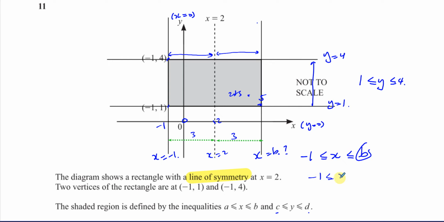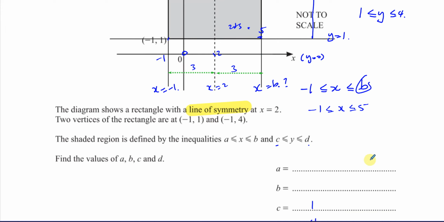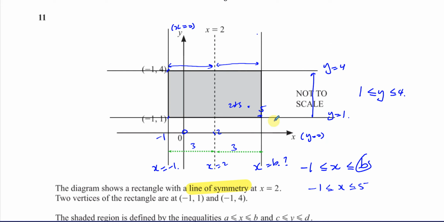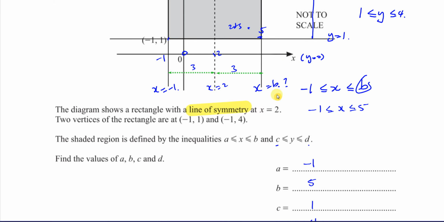So our inequality becomes -1 is less than x, which is less than 5. You can see between 2 and 5 is 3 units. Between -1 and 2 is also 3 units. So that point B must be 5. So A is -1 and B is 5. We used our understanding of inequalities, straight line graphs, and also symmetry, all combined in this question together.